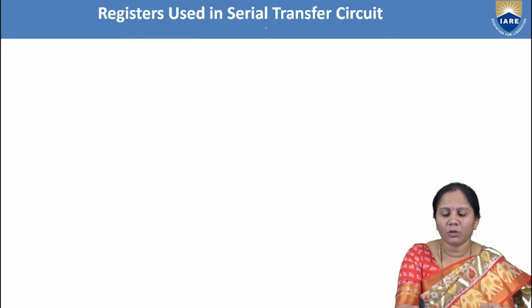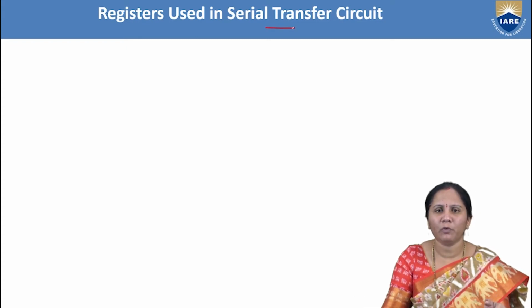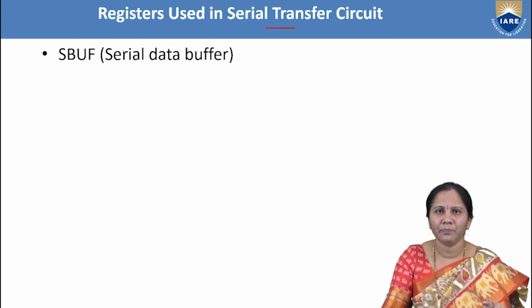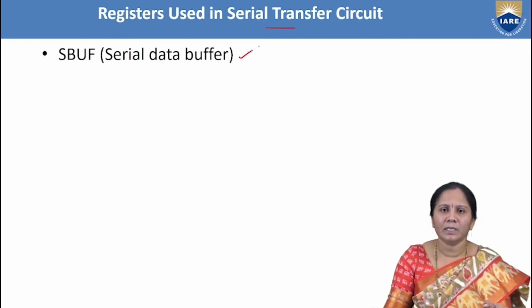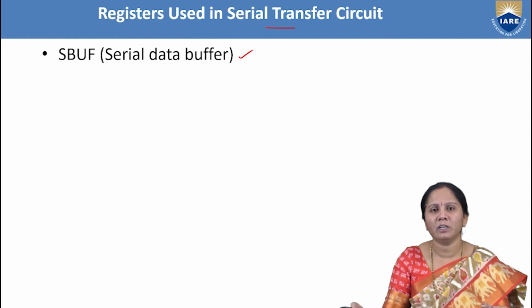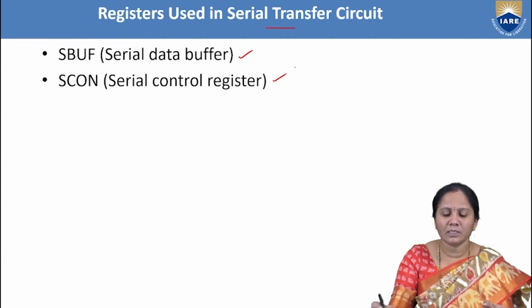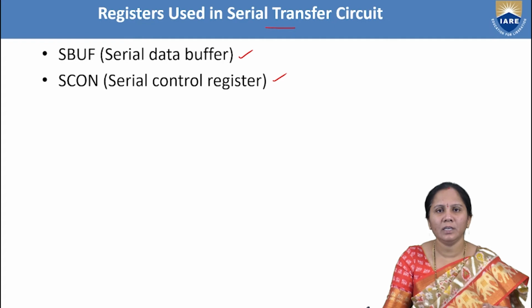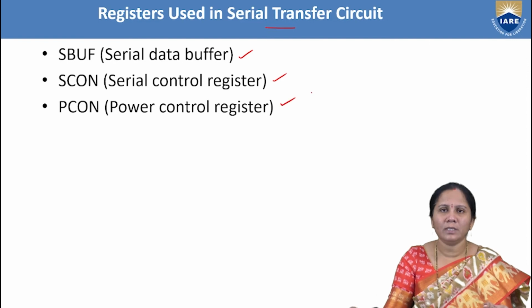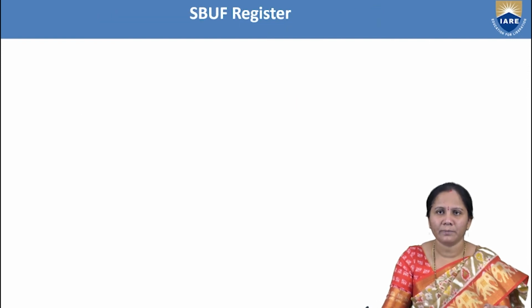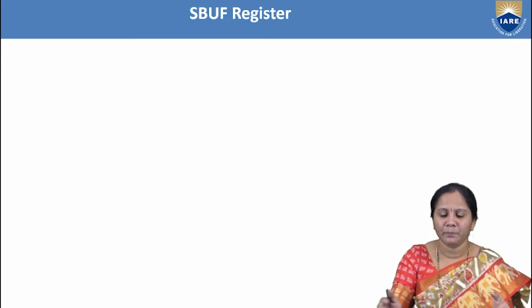Now we will see the different registers that can be used to perform the serial data transfer. One is the SBUF register. It is an 8-bit register, but it does not have a particular format. SBUF represents the serial data buffer. Another register is the SCON register, which stands for serial control register. It is an 8-bit register. And the last one is the PCON register, which is called the power control register. Now we will see the three registers used for serial data transfer in detail.